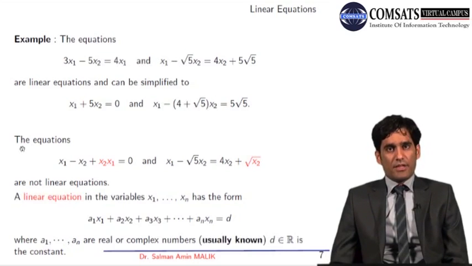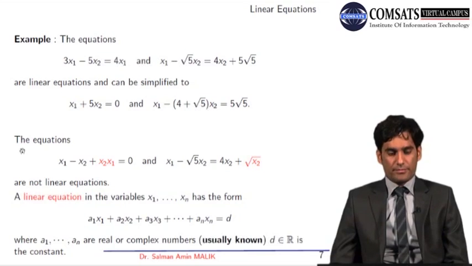Let's consider some other equations which are nonlinear or which are not linear. Consider these two equations which are here and this equation. In this equation, the first two terms are linear because the variables are as usual x1 and x2, and both have the power 1. The first term has the power 1, the second term has the power 1.